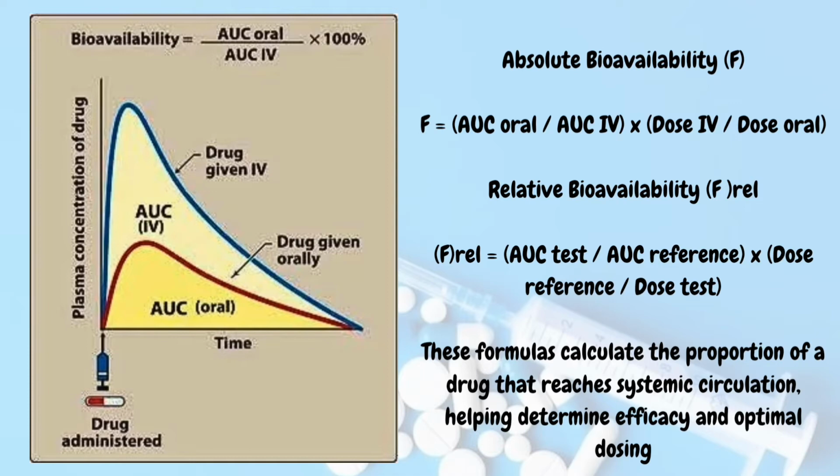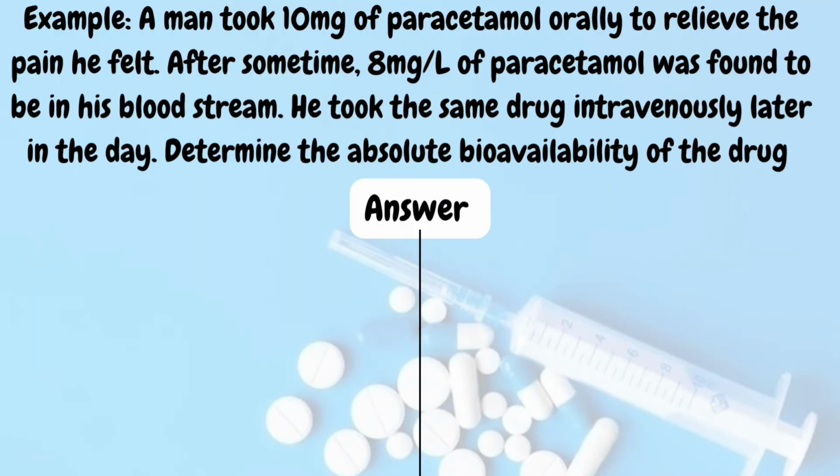Bioavailability is the fraction of a drug reaching the bloodstream. That is why it is denoted by the capital letter F. Here we are going to be focusing on the general bioavailability formula. Let's take an example. A man took 100 mg of paracetamol orally to relieve the pain he felt. After some time, 8 mg per liter of paracetamol was found to be in his bloodstream. He took the same drug intravenously later in the day. Determine the absolute bioavailability of the drug.